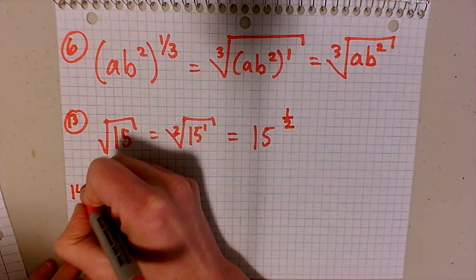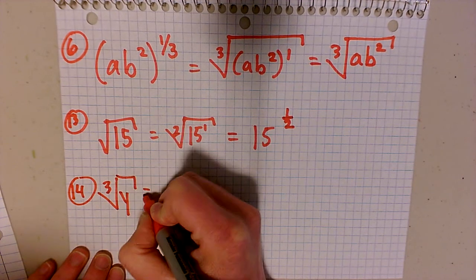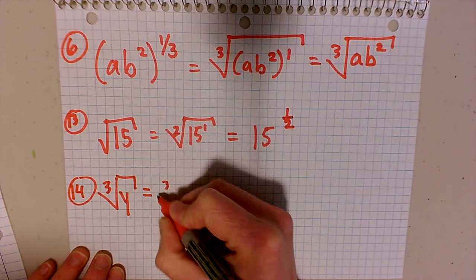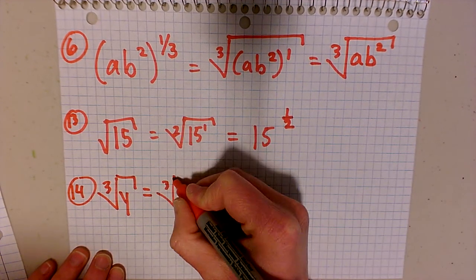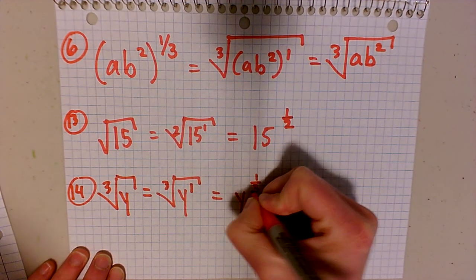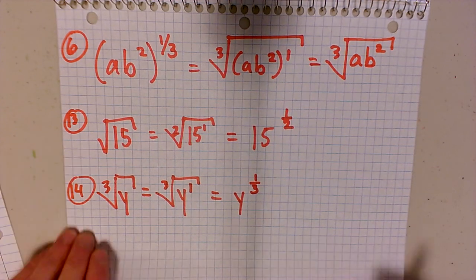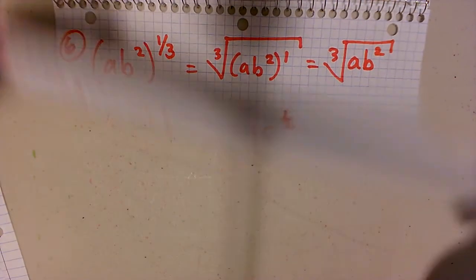Okay? So for number 14, we have the cube root of y, right? And so you can think about this as the cube root of y to the 1, which is just going to turn into y to the 1/3. And then for number 15, I'll go to a fresh page for number 15.